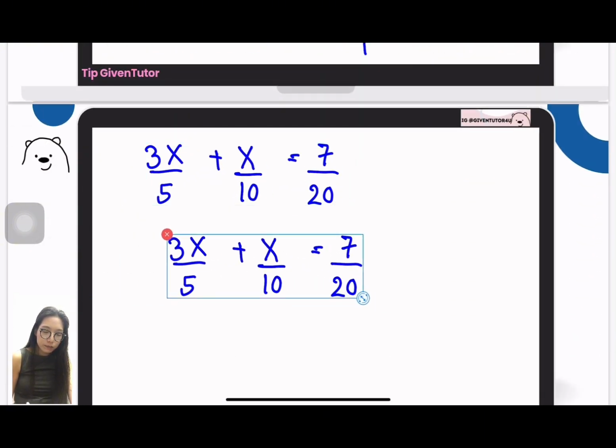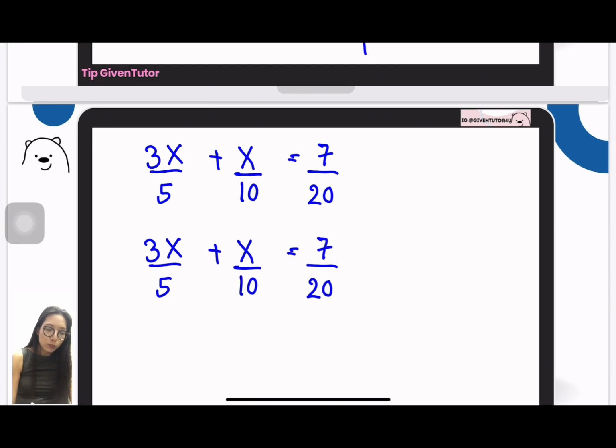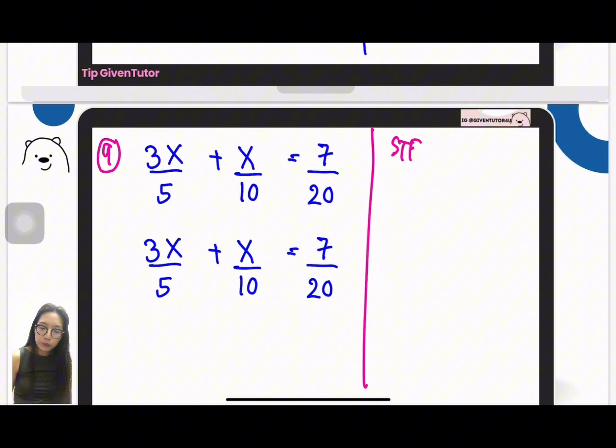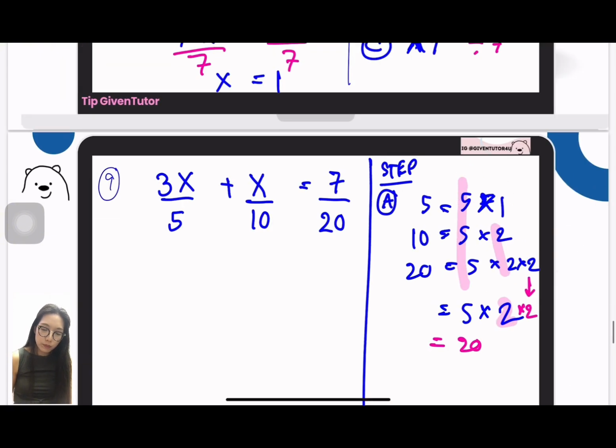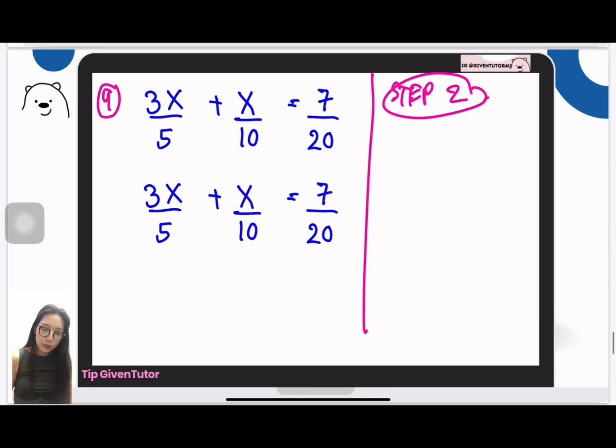And then place. So step 1, after we got this, step 2, let's do like this. We will multiply with 20, in here 20, in here 20. What we have here, this one will be 4, so 3 times 4, and then times the x will be 12x right here.